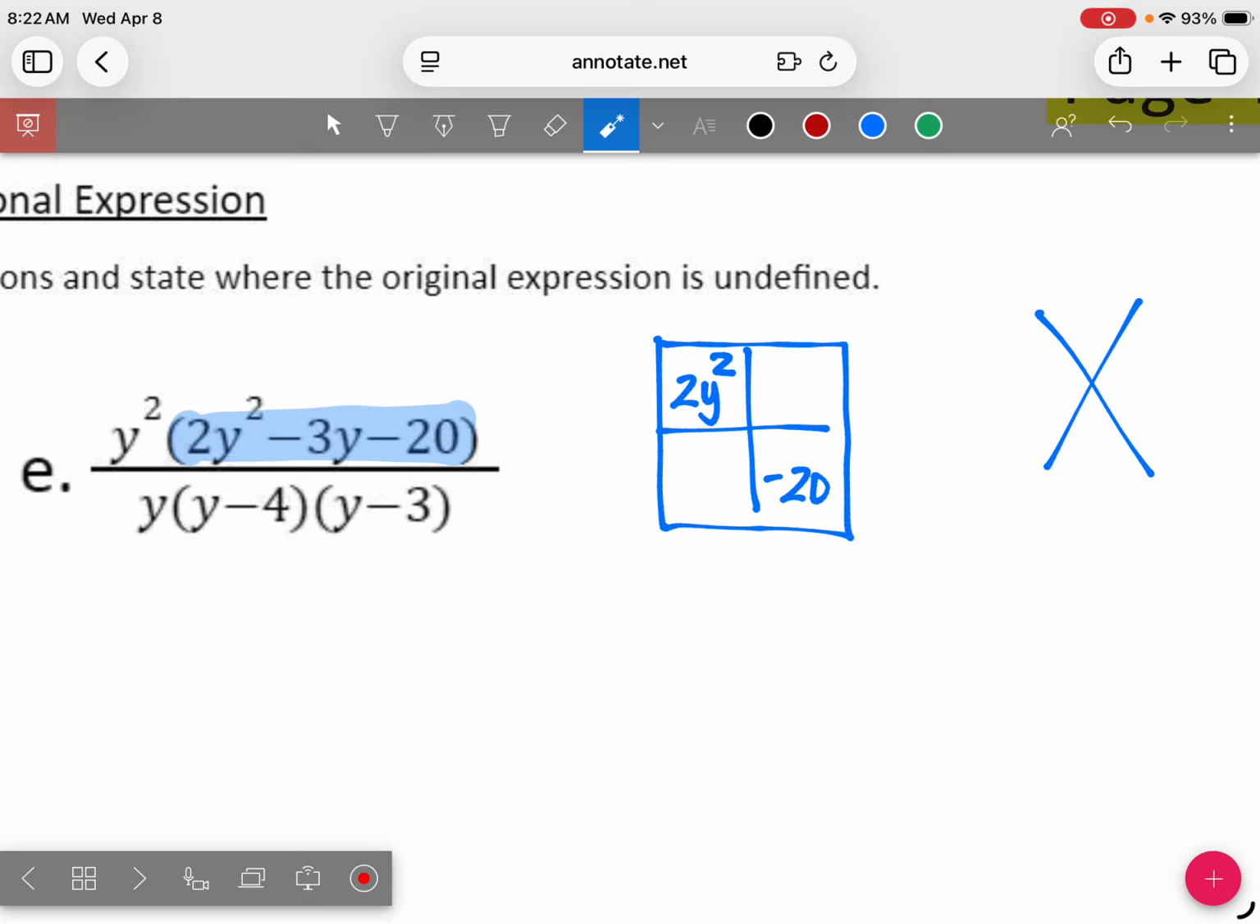On top of the x, we're going to take 2. Figure out what 2 times negative 20 is. What is 2 times negative 20? 2 times negative 20 is negative 40. B is negative 3. So don't say it out loud. Look at your chart if you need to. We need 2 numbers that multiply to give us negative 40 and add to negative 3. So look and see where you see 40. Where are the 40s?